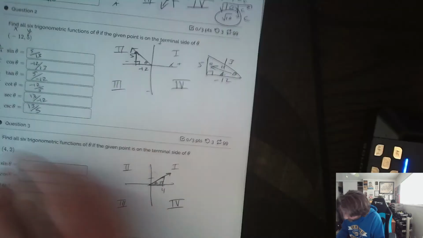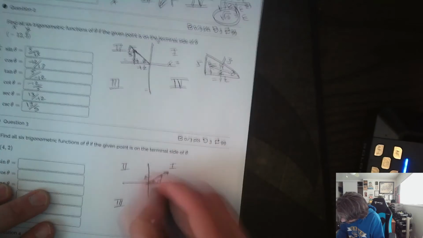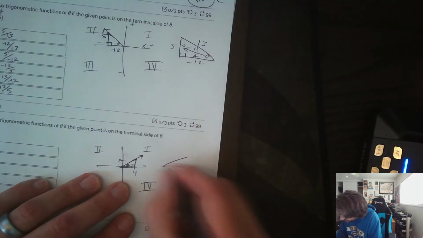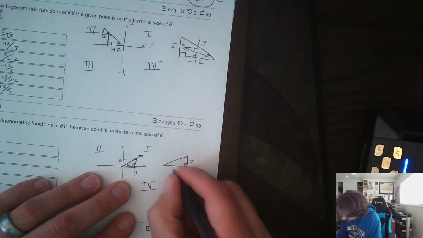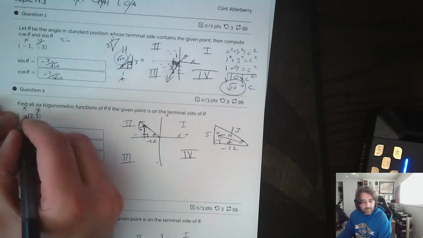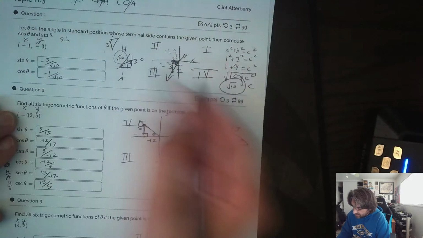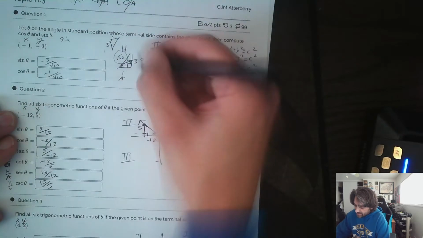All right. So here we go. It says positive 4, positive 2. So it's like this, 2 and 4. Notice what's going on here every single time. The x value is your left and right measurement. The y value is always your up and down.